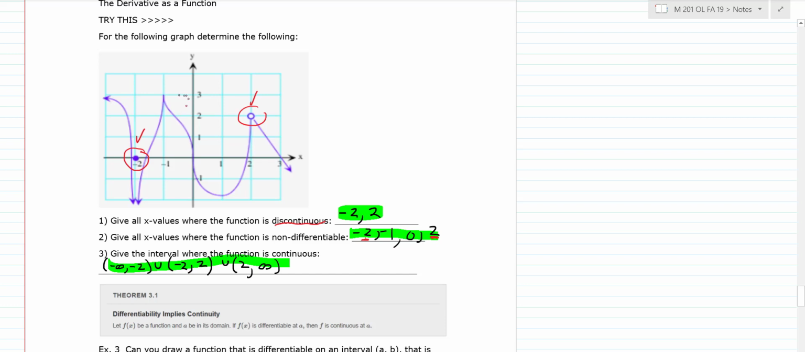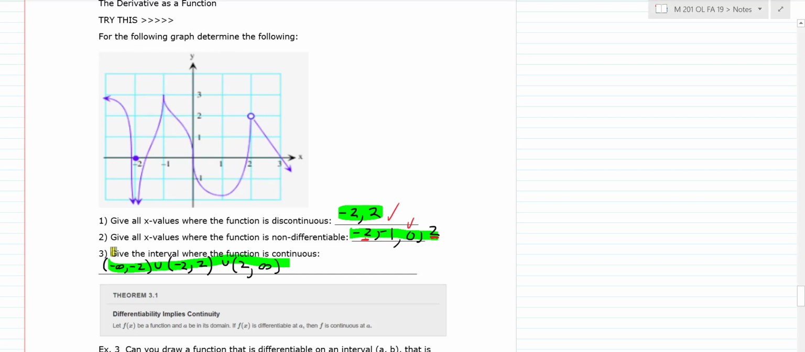Okay, the other things you look for are sharp points. At negative 1, you have a sharp point. The other thing you look for is where you have a vertical tangent line. So that happens at 0. So that's how I come up with that. You want to be real clear on the difference between those two things.